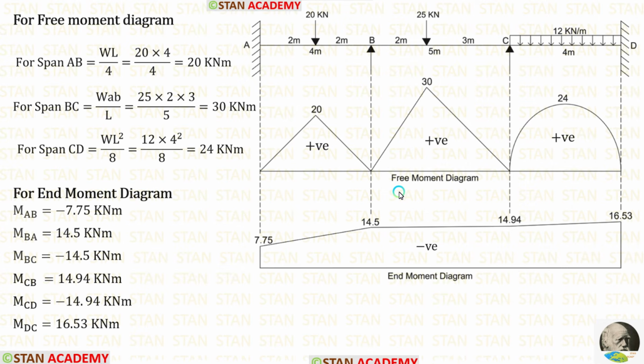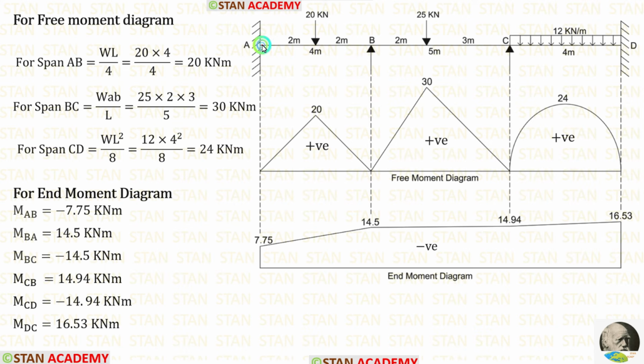Now, we are going to draw the bending moment diagram. For drawing the bending moment diagram, first we have to make the free moment diagram, then end moment diagram. Finally, we have to combine both of them to get the bending moment diagram. For the free moment diagram, we have to assume every span as a separated simply supported beam.